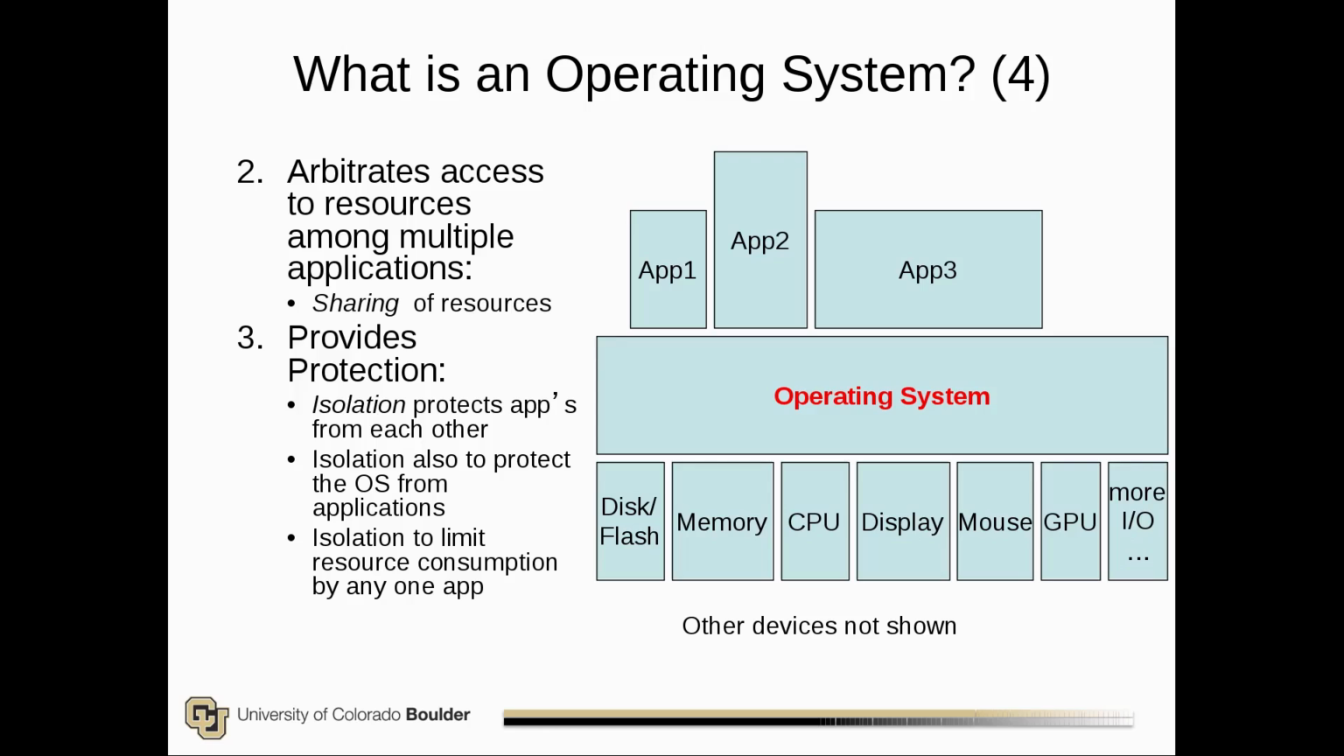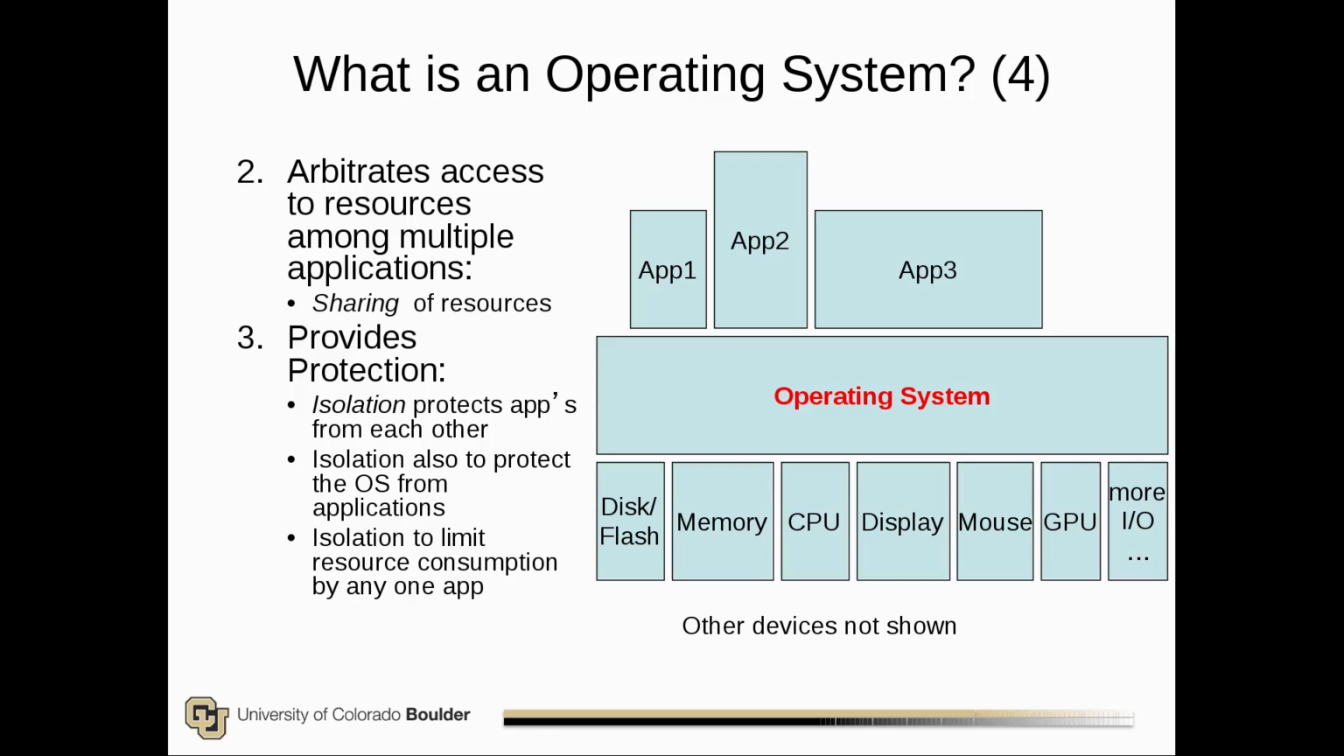The second thing that an operating system does is it arbitrates access to resources among multiple applications. So this is sharing of resources. One of the most important resources is the CPU. The OS decides which application gets the CPU and for how long.